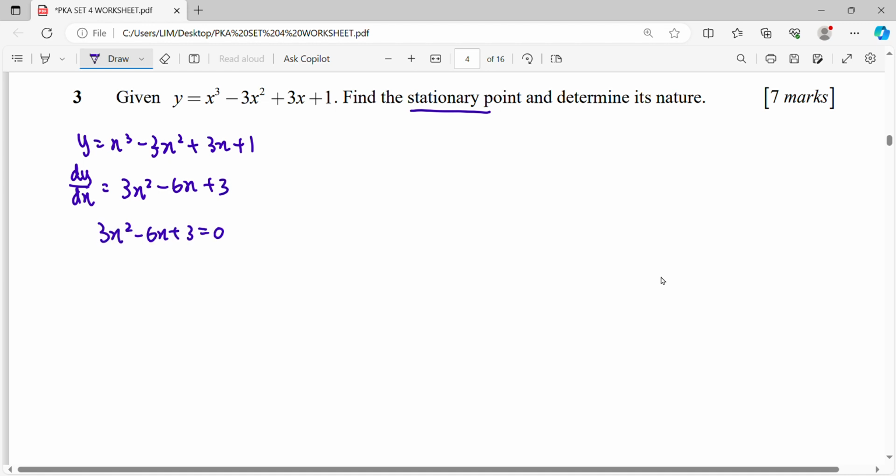So this quadratic is a multiple of 3. Simplify it first. Divide by 3. Then only you start to factorize, or else your factorization will not be the same as your quadratic. No, this one is minus. So you only have one critical number.